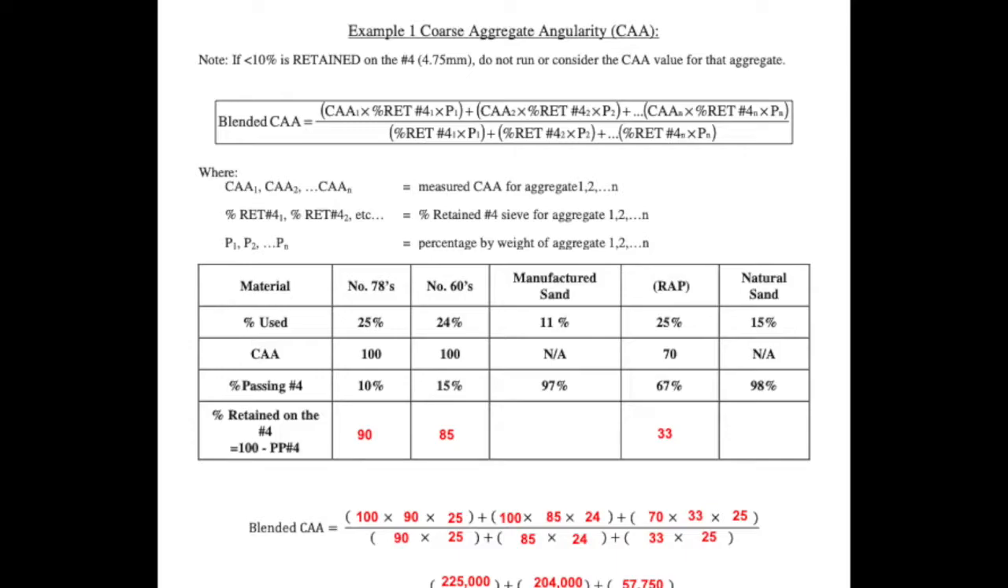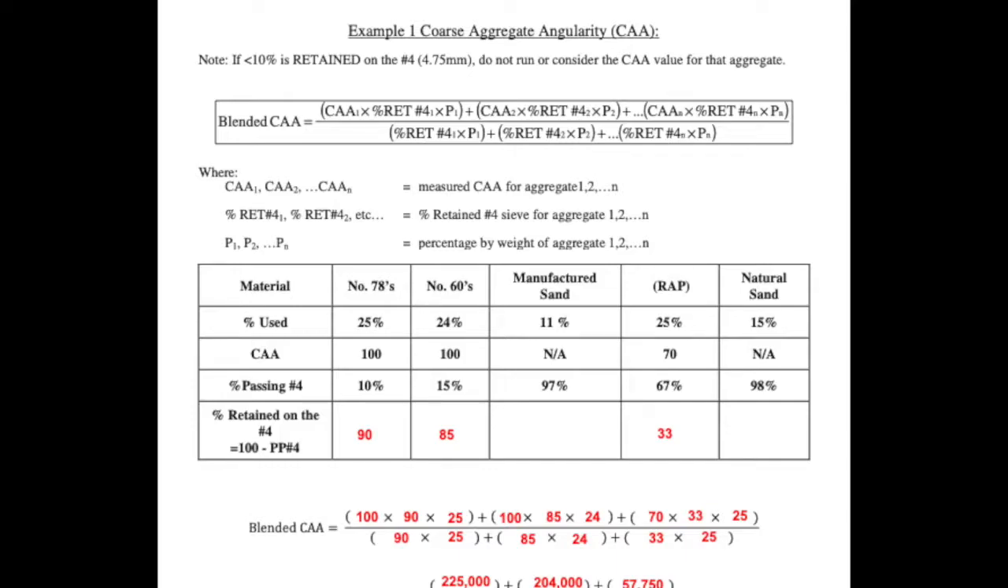So now we're to the point where we finished testing all our individual aggregates for the different aggregate properties. The first one we're going to look at here is our coarse aggregate angularity. In this module, we will be blending the aggregate used in these blends.